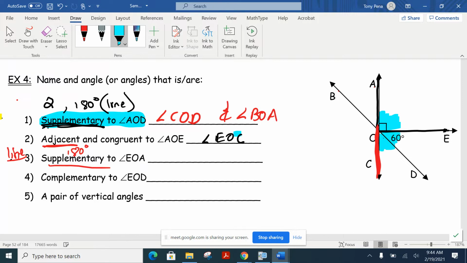And the reason I said it was easy, isn't it the same exact angle that we just talked about? So it has to be angle EOC once again. That's the angle that's supplementary.